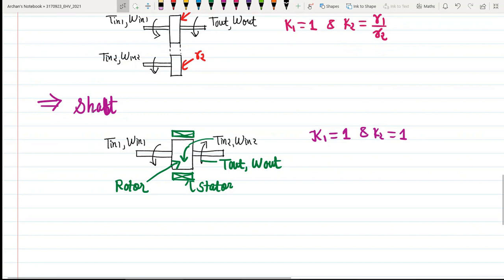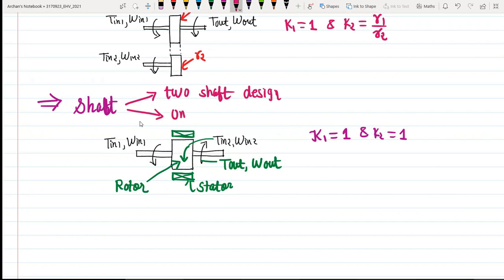Now here I have told you that whenever we talk about this shaft coupling, you will find frequent application in shaft coupling, right? So this shaft have two particular categories. What are the categories? They are classified into two categories. What are these two categories? We have discussed, one is two shaft designs and one shaft design.